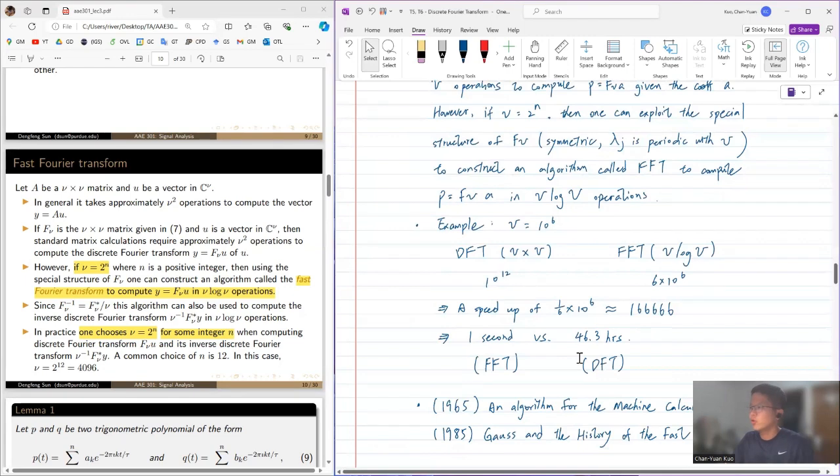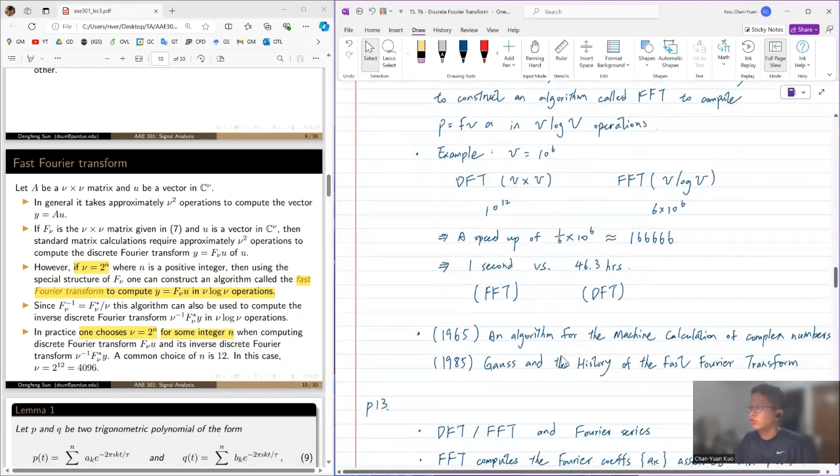And if you want to know more about FFT, here are 2 papers that I suggest you read. These papers are very short, each of them only has 2 to 3 pages. The first is a paper from 1965, called An Algorithm for the Machine Calculation of Complex Fourier Series. And the second is a paper from 1985, called Gauss and the History of the Fast Fourier Transform.